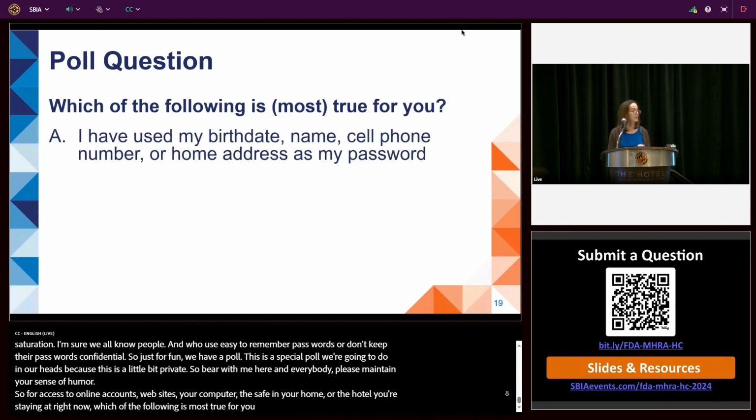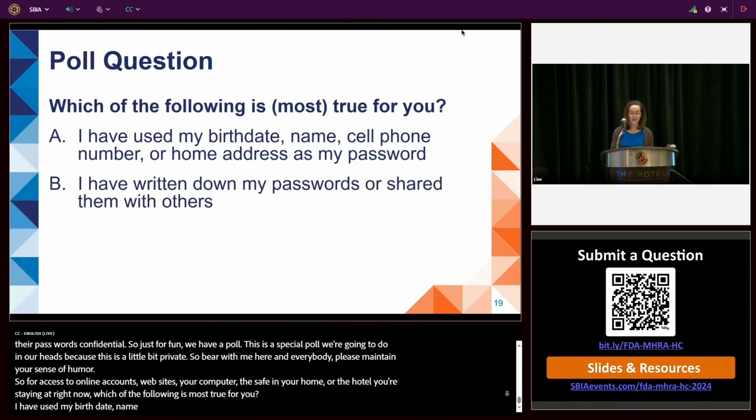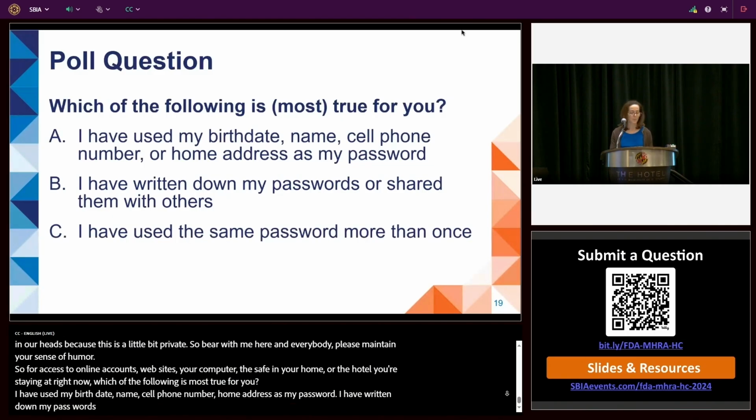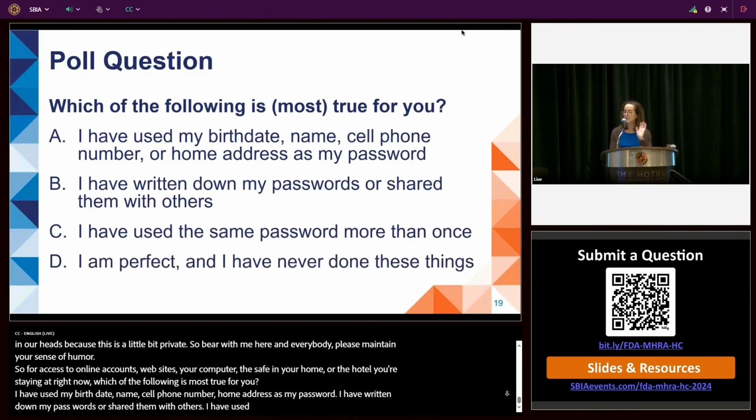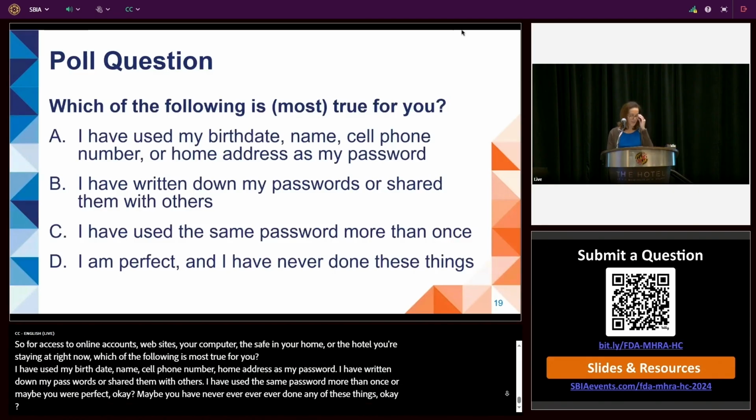I have used my birth date, name, cell phone number, or home address as my password. I have written down my passwords or shared them with others. I have used the same password more than once, or maybe you are perfect, okay? You have never, ever done any of these things. Okay, so in all seriousness, my point here is, we're all human, right?